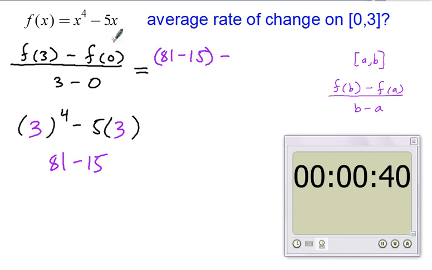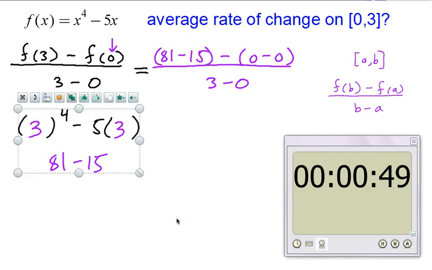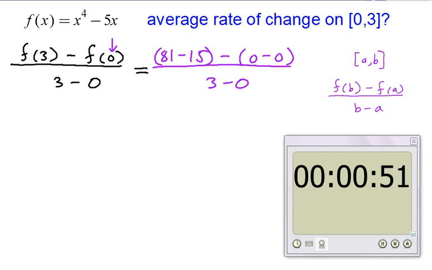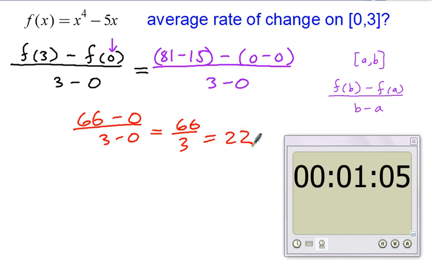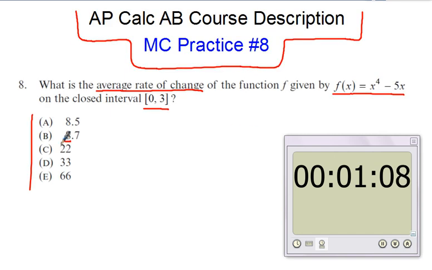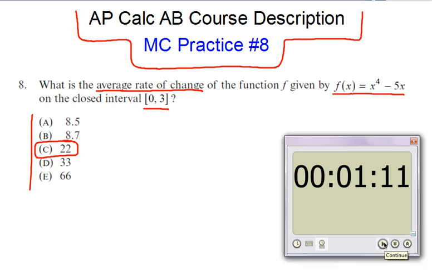And obviously, if you put 0 into the formula, you get 0 minus 0. Okay, and now it looks like we can do this problem by performing a bunch of subtractions. So let me go ahead and start doing that. 81 take away 10 is 71, take away 5 is 66, I believe. And then we just subtract 0, divide by 3, and we get 22, which is answer choice C. And so there you have it. In 1 minute, 11 seconds, approximately, you should be able to come up with the answer to this problem if you understand average rate of change.